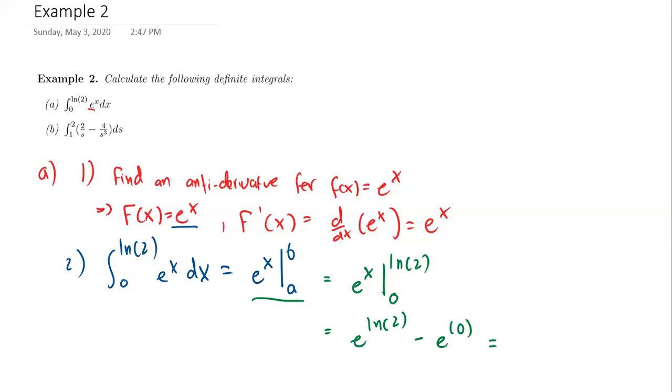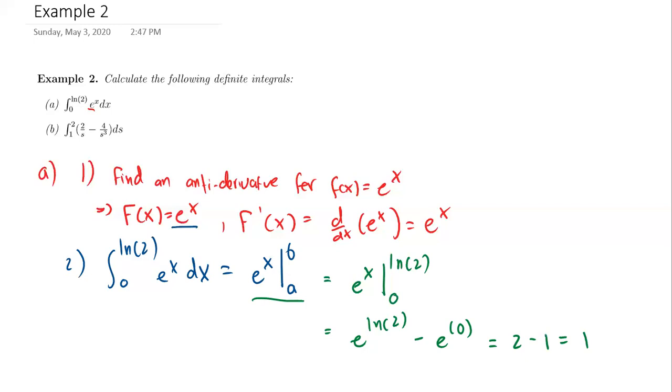What do we get? Well, what's e to the ln of 2? Remember, the exponential base e and the natural log are inverse functions. So those things cancel out, and we're just left with 2. Now, anything to the 0 power is 1. So e to the 0 is 1. And this equals 1. As simple as that.